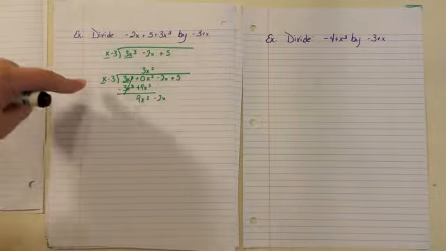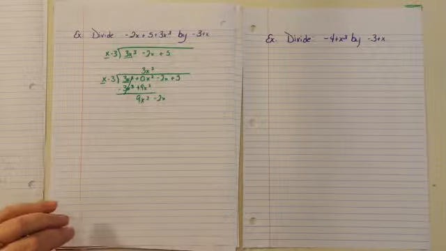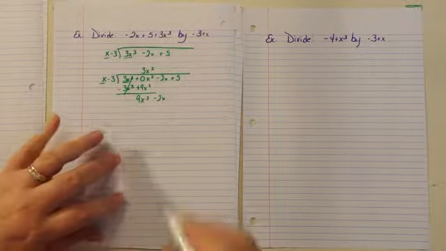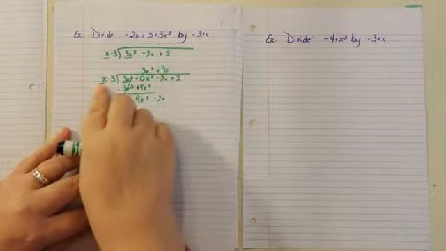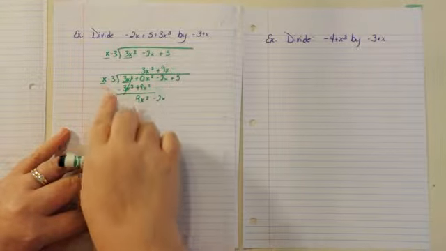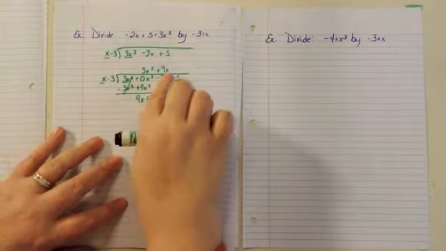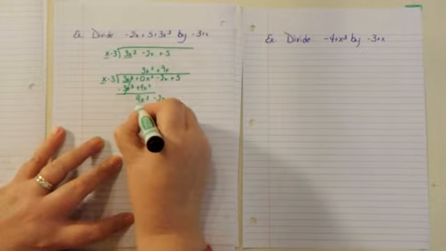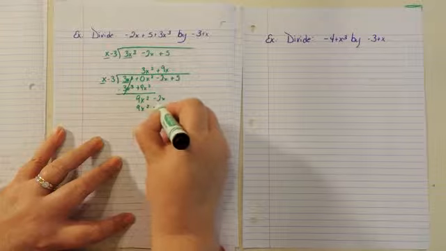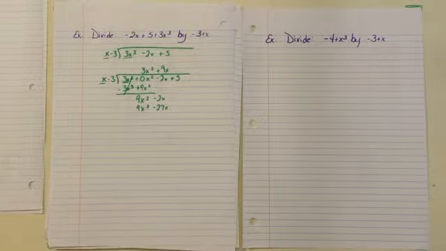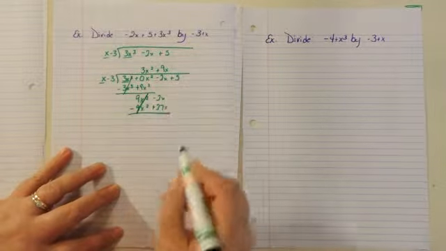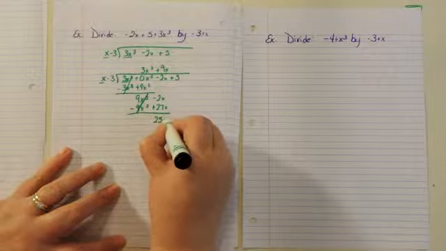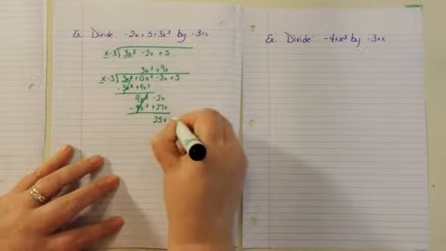Okay, now we have 9x squared divided by x. 9x squared divided by x is going to be 9x, because 9x times x is going to be 9x squared. Now we multiply the 9x times x minus 3. We're going to get 9x squared minus 27x, right? We're going to subtract by changing both the signs. These cancel, and this is 25x now. Bring down the next term.